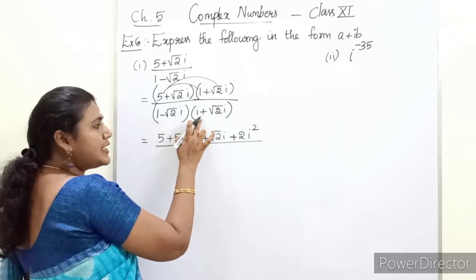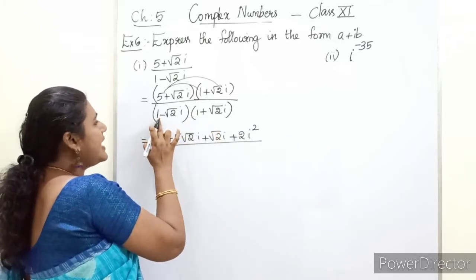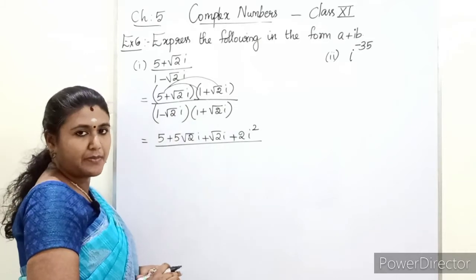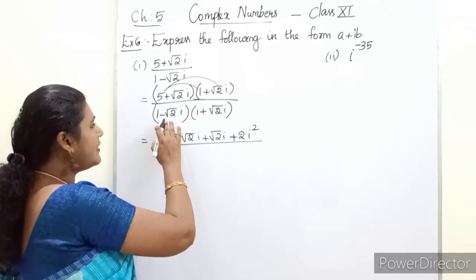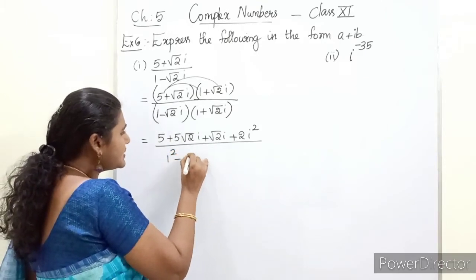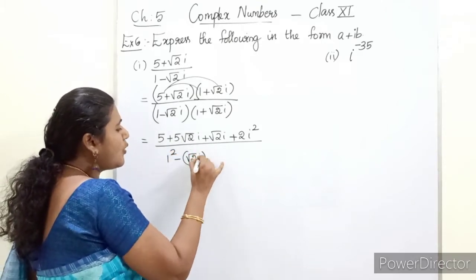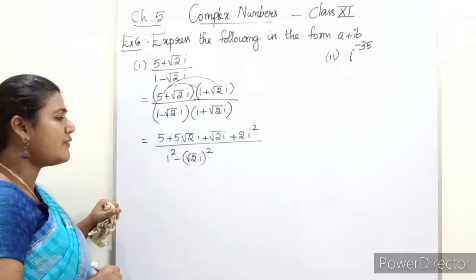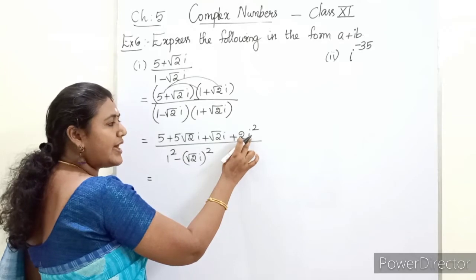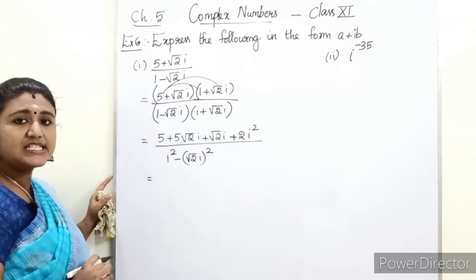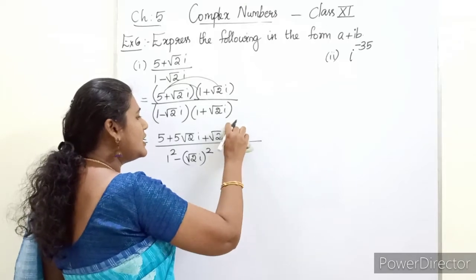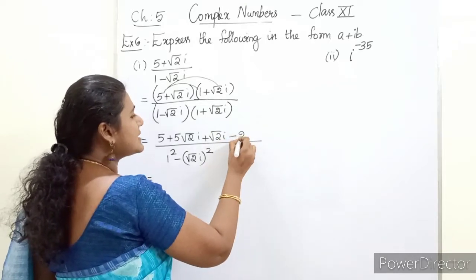Now here in the denominator, if you see, it is of the form a minus b into a plus b. So we will use the identity: 1 square minus root 2i the whole square. Now we will simplify, that is 5. Here what is i square value? I square value is minus 1. So when we substitute the i square value, this term will become minus 2.